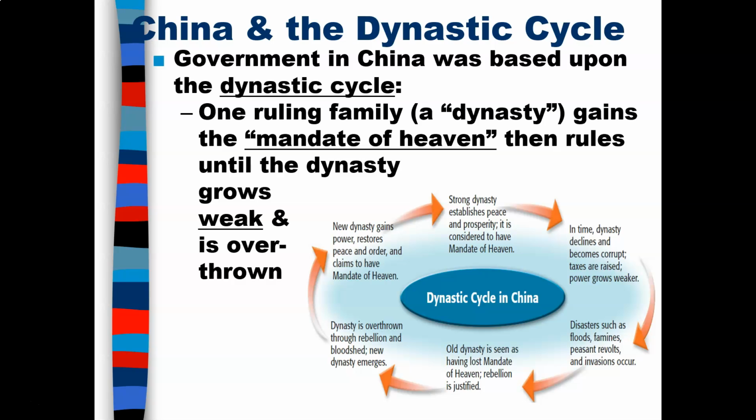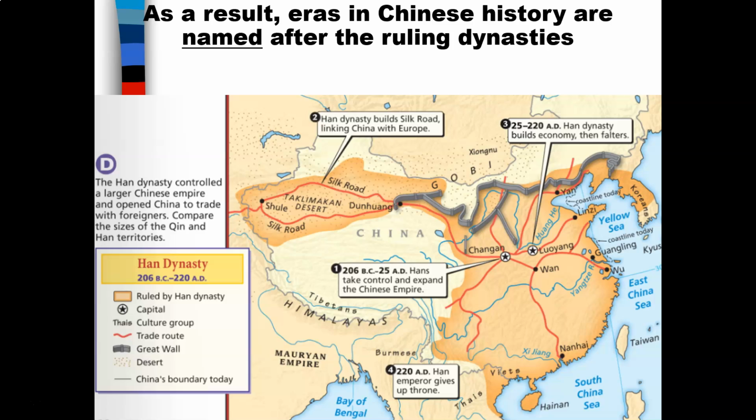You're more than welcome once again to read this cycle that's presented to you on your right hand side at the bottom and see how it works. As a result, eras in Chinese history are named after the ruling dynasties. In this case, we have the Han Dynasty from 206 BC all the way to 220 AD.